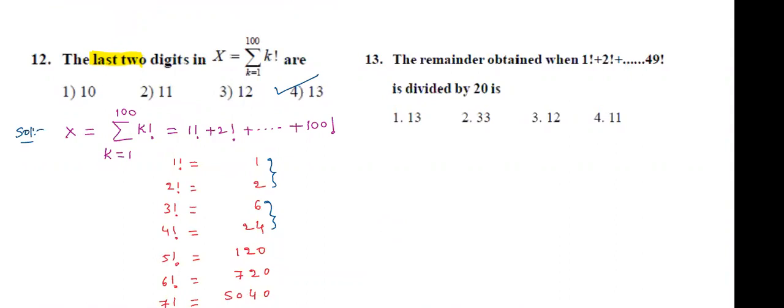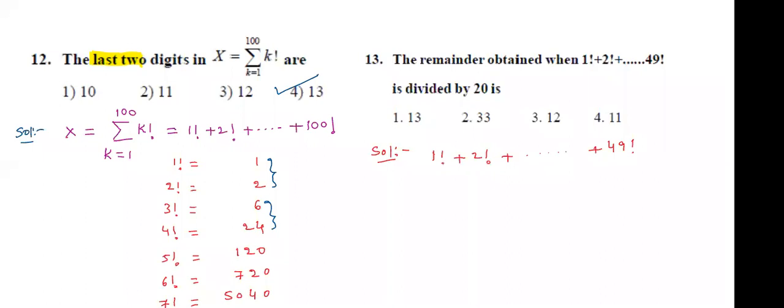How to do the 13th question? See, the remainder obtained when 1 factorial plus 2 factorial plus up to 49 factorial is divided by 20. 1 factorial, 2 factorial, up to 49 factorial, the sum of these terms is divided by 20. What is the remainder they are asking?